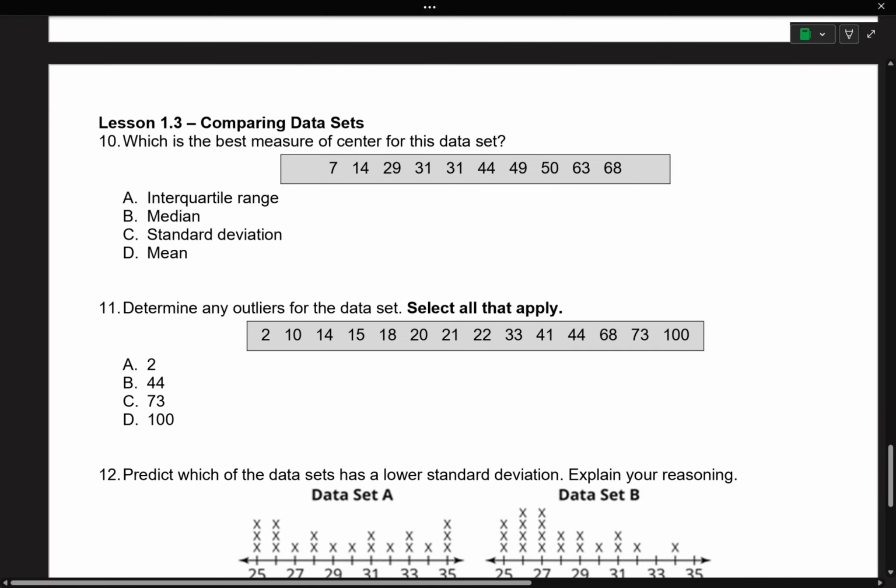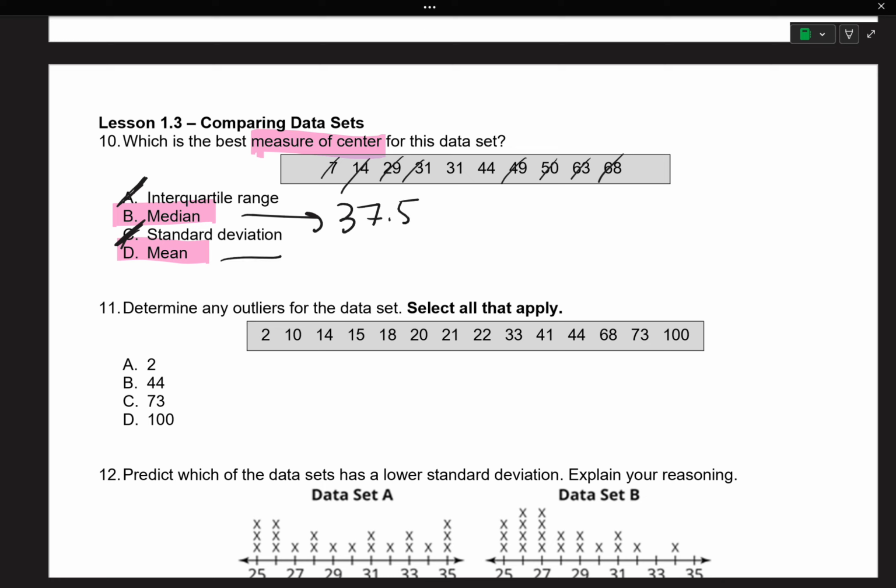Number 10. What we're going to do in number 10 is find the best measure of center. There are only two measures of center listed in these options. The two measures of center are median and mean. So I can cross off IQR and standard deviation. First, let's find the median. All right, it's between 31 and 44. So I add those together, divide by 2, and my median is 37.5. For my mean, I got 38.6.